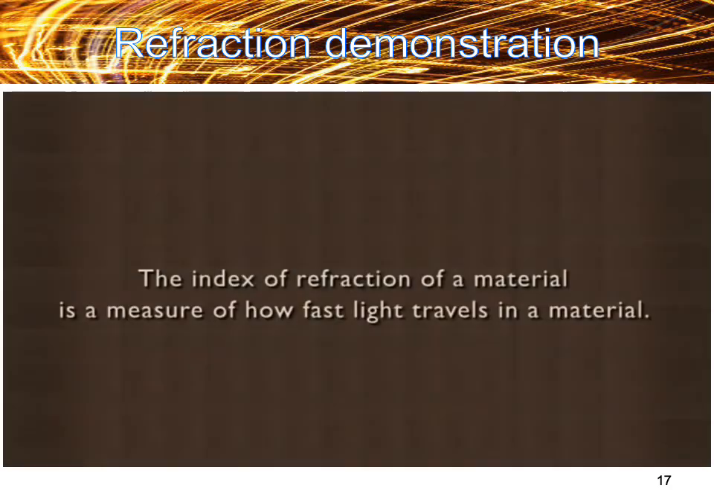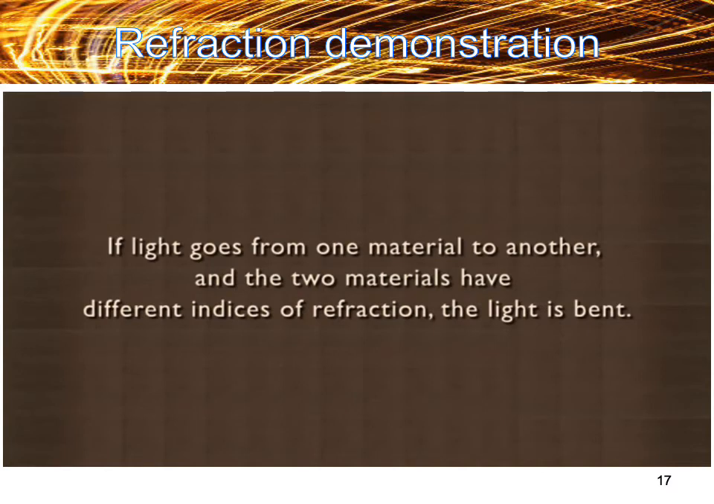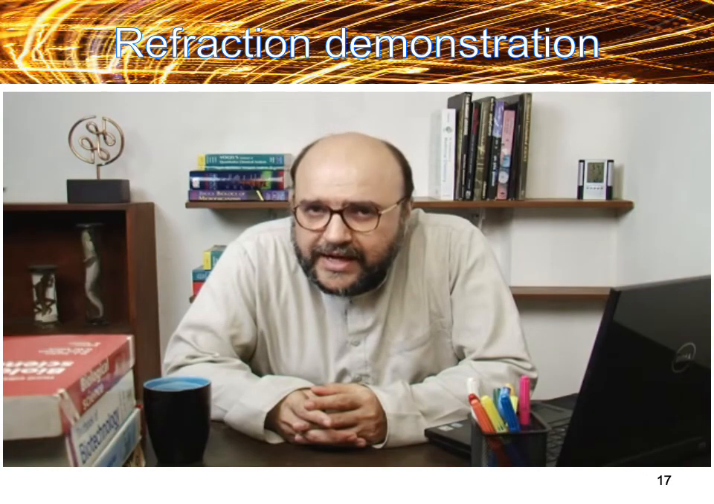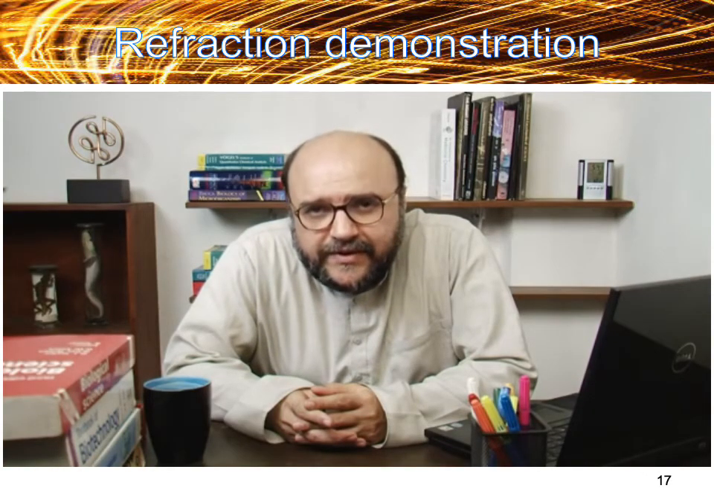And here is like a magic. It's not really magic, but it looks like magic due to the index of refraction. The index of refraction of a material is a measure of how fast light travels in a material. If light goes from one material to another and the two materials have different indices of refraction, the light is bent. But if the two indices of refraction are not very different, the light does not bend too much. We will now conduct an experiment to understand the index of refraction.